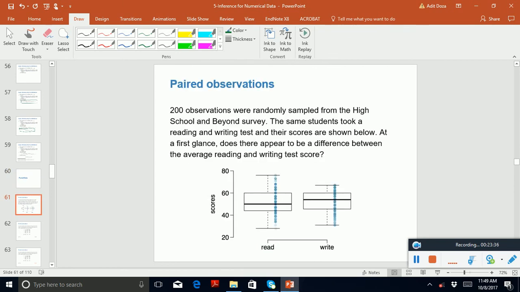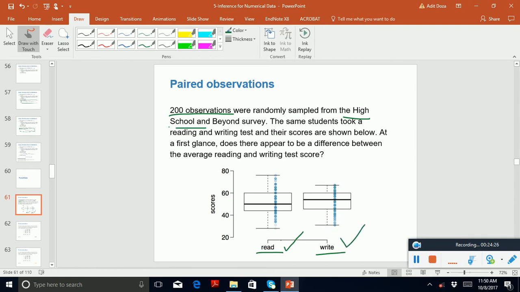So now let's talk about paired data. What's paired data? From this example, 200 observations were randomly sampled from the high school. The same students took a reading and a writing test, and their scores are shown below. So it's in pairs: the same student has a reading score and a writing score. Something like the SATs that you guys have taken before admission. Those are paired observations. You observe a reading score, and you also observe a writing score.